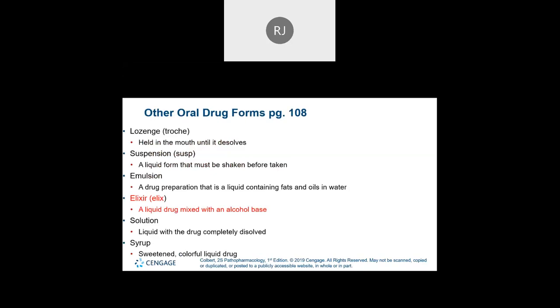On page 108, we learn about some of the oral drug forms. Lozenges are held in the mouth until they dissolve. Suspension is a liquid form that has to be shaken. Emulsion is a drug preparation that is a liquid containing fats and oils in water. Elixir is a liquid drug mixed with an alcohol base. A solution is a liquid with a drug completely dissolved. And then you have the syrup, which is a sweetened, colorful liquid drug.